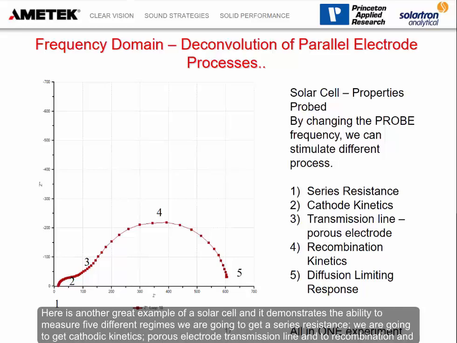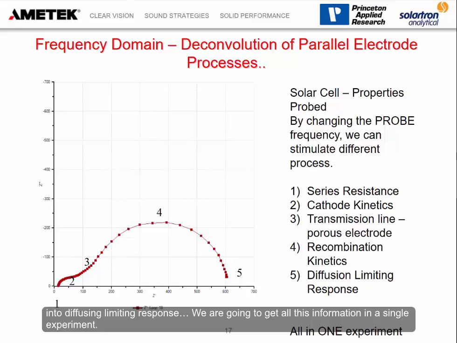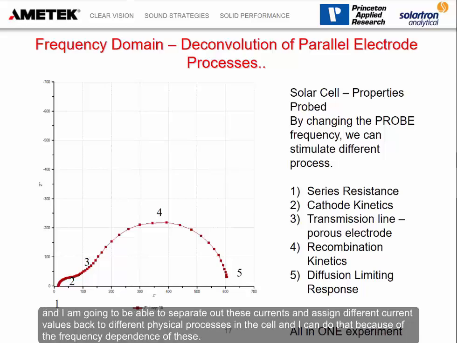Here's another great example of a solar cell, and it demonstrates the ability to measure 5 different regimes. We're going to get a series resistance, cathode kinetics, a porous electrode transmission line, recombination, and into a diffusion limiting response. We get all this information in a single experiment, and I'm going to be able to separate out these currents and assign different current values back to different physical processes in the cell, and I can do that because of the frequency dependence of these.